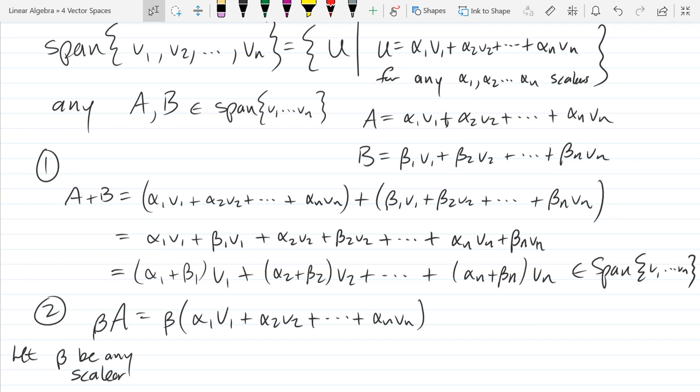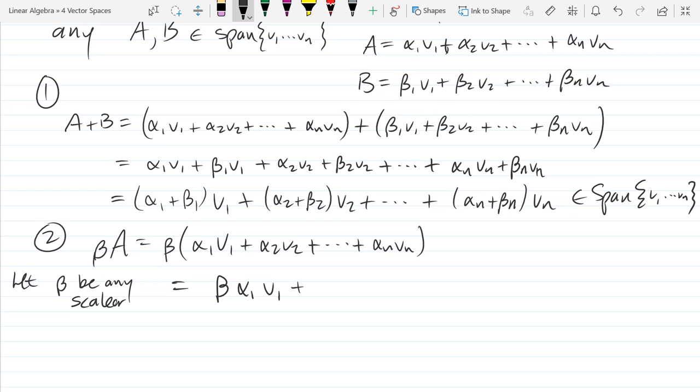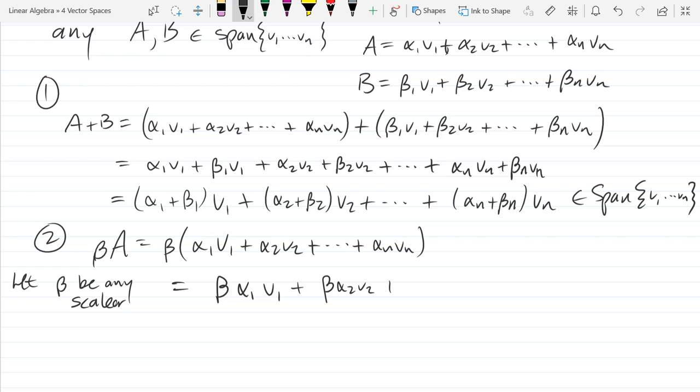Just distribution. It's supposed to look like scalar times vector 1 plus scalar times vector 2, etc. Right now it's a scalar times a sum of vectors. It's supposed to be a scalar times individual vectors added together. So we're just distributing right here. This is beta alpha 1 v1 plus beta alpha 2 v2 plus, etc., beta alpha n vn. And to be fully correct, we'll reassociate, putting in some parentheses, so you can see clearly beta alpha 1 is our scalar times vector 1, beta alpha 2 is our second scalar times vector 2, etc.